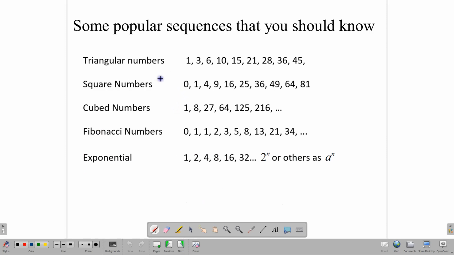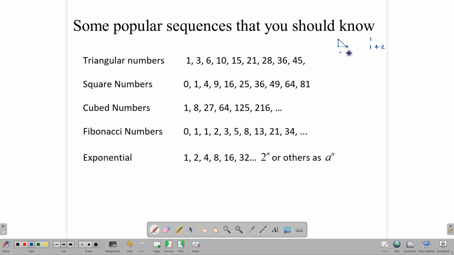Very quickly, going through this, some popular number sequences are the triangular numbers. You need to know these. Very important that you know these. Triangular numbers are formed by making a triangle. So you start with 1, and then add 2. So you notice you get a triangle there. And then the second number is 1 plus 2, which gives you 3. So it's 1, then 1 plus 2 gives you 3.